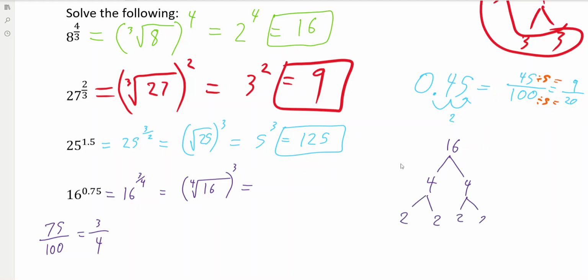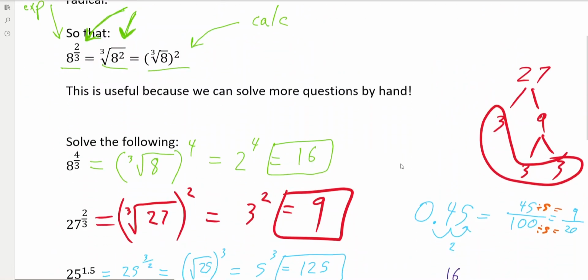I'm just writing it out really quickly. But you can see that we have 4 2's, so that means the answer is 2. So 2 to the exponent 3, which is 8. So our final answer is 8. So this is getting obviously very nice, beautiful answers.